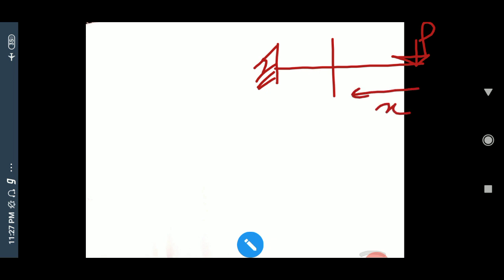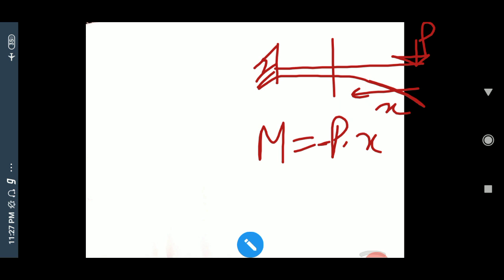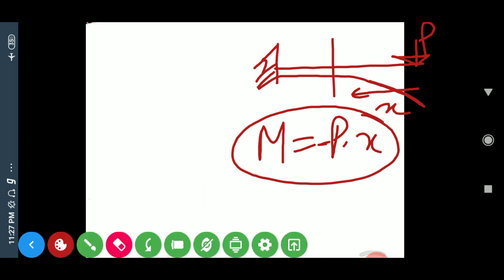Suppose we get to see a cantilever beam like this. A certain amount of load is acting over here, P. So at any point x, the capital M will be P into x. This is minus sign because the deflection of this beam will be hogging one. Okay, so this is the capital M, which is the moment due to the actual load on the beam. What is the small m?